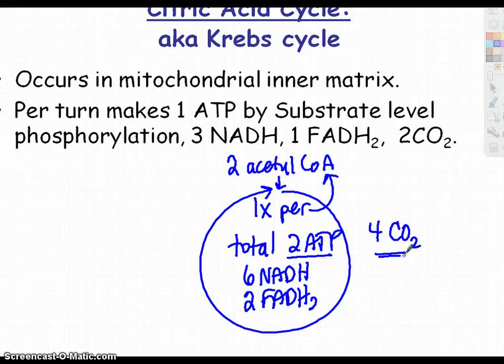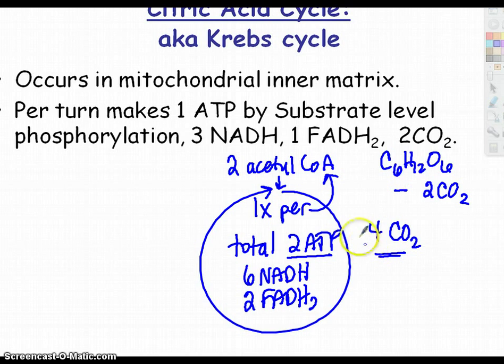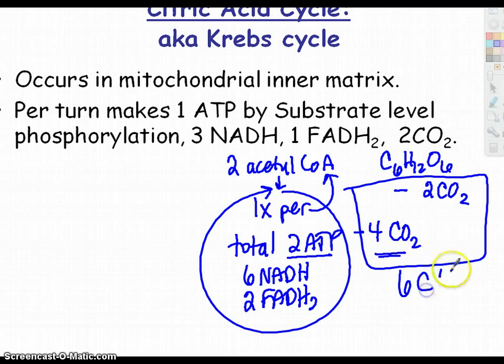Now guess what? By the end of this process, all of our carbons are gone. We started with glucose, C6H12O6. In the oxidation of pyruvate, we made 2 CO2s. Now, in the Krebs cycle, we made another 4 CO2s. If you add that up, that's all 6 carbons. All of our carbons are gone, and all of our oxygens are also gone.